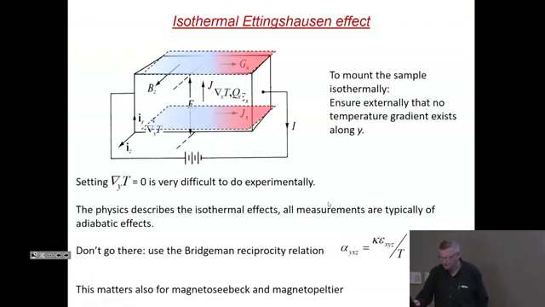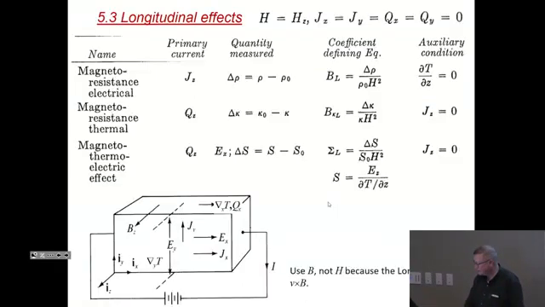And this is a result of the Onsager reciprocity. It's called the Bridgman relation. I'm probably not going to go into this in this class. I forgot if it has it.